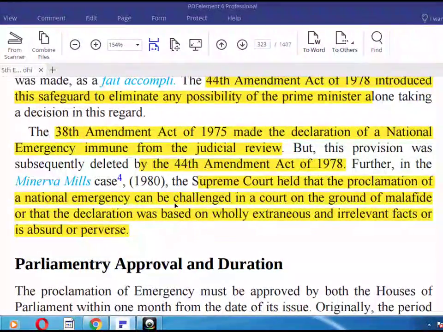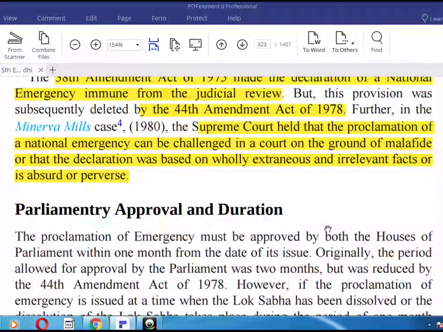Okay, so here the 38th Amendment Act 1975 made the declaration of national emergency immune from judicial review. And with the 44th Amendment Act 1978 and the Minerva Mills case 1980, the Supreme Court held that the proclamation of a national emergency can be challenged in a court on the grounds of malafide, or that the declaration was based on wholly extraneous or irrelevant facts.